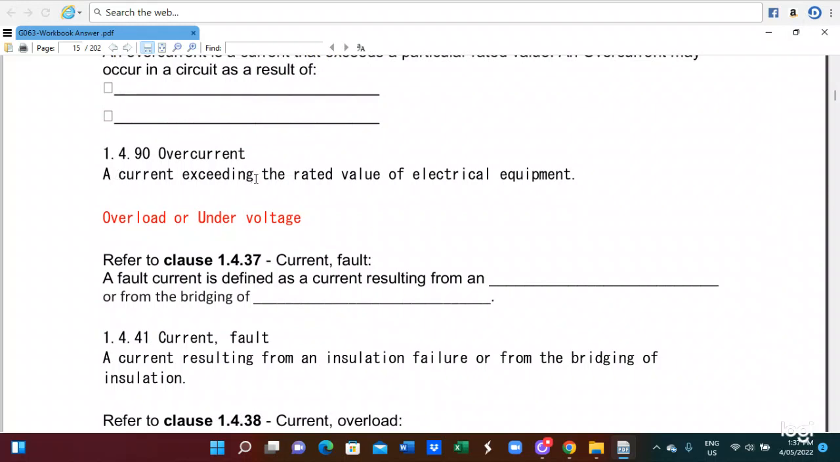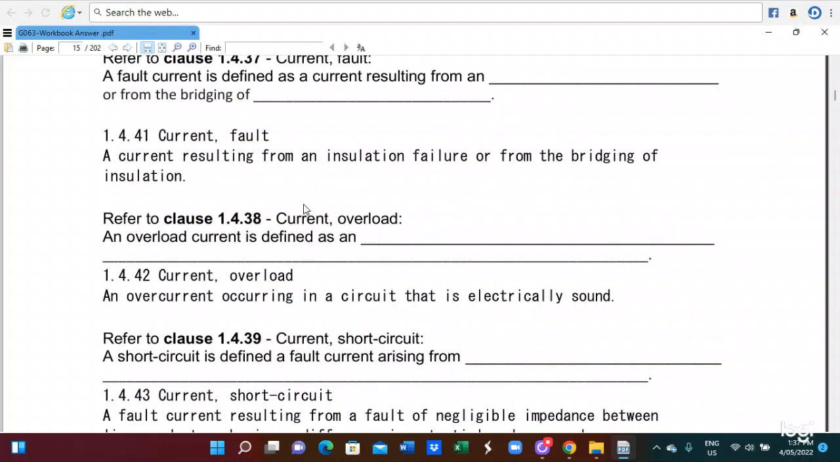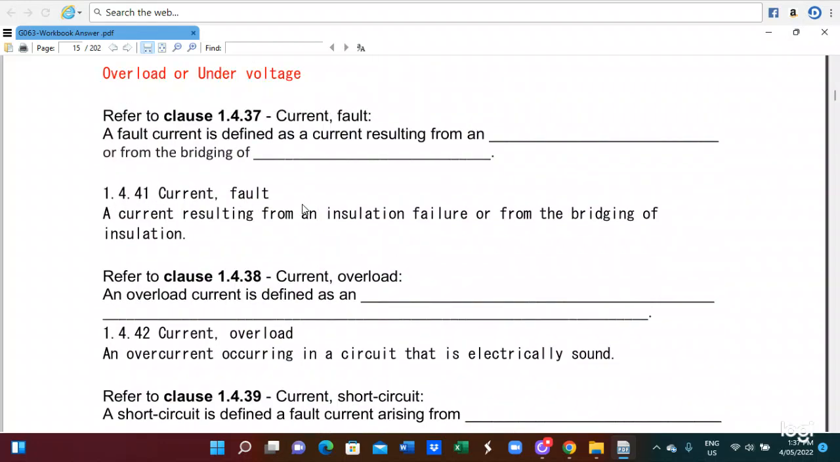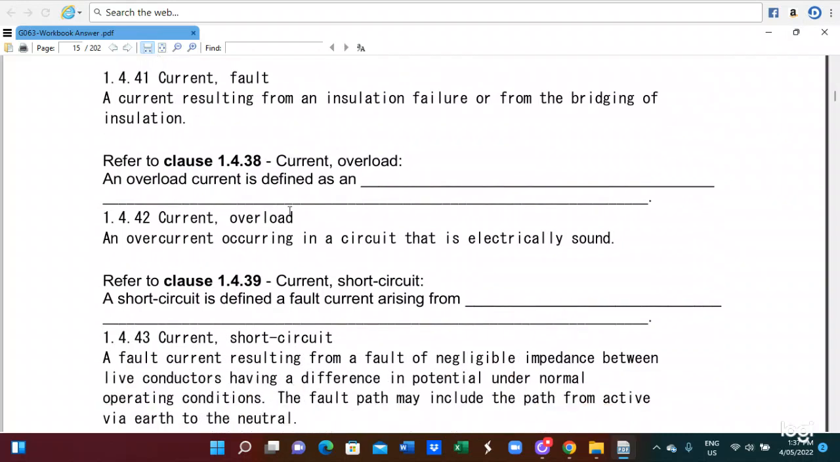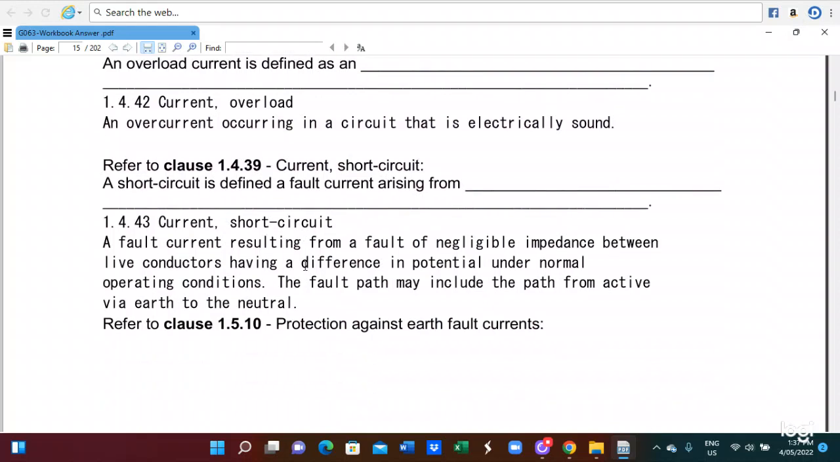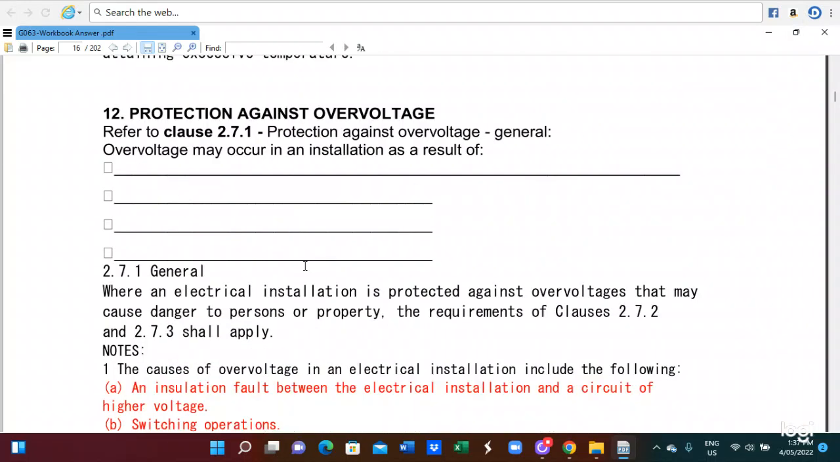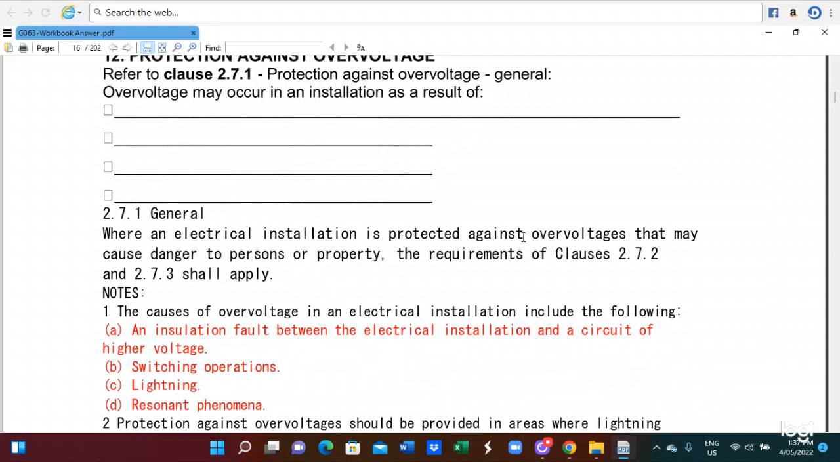What is the definition of overcurrent and overload? You can see that in AS3000, 1.4.37, 1.4.41, 1.4.42, and also 1.4.39 short circuit current, fault current definition. 1.4.43 is overcurrent, short circuit current definition. Or the protection against overvoltage. So the industry electrical installation is protected against overvoltage that would be dangerous to persons and property. The requirements are clauses 2.7.2 and 2.7.3.